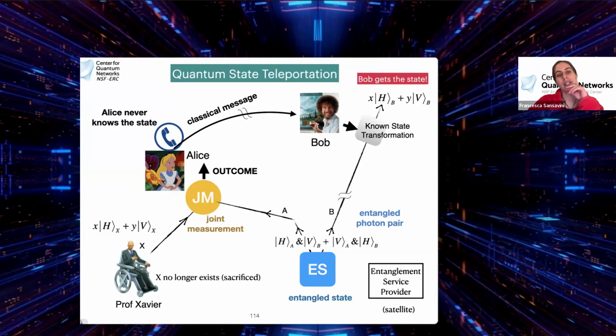So when we say quantum state teleportation, really we don't. It has to be clear that the photon of Xavier hasn't obviously been teleported to Bob. The photon of Xavier has been destroyed in the joint measurement, but the state is in Bob's hands now, which is what we wanted. We want Bob to have the state. We don't care if Bob doesn't have that specific photon that was in the hands of Xavier.